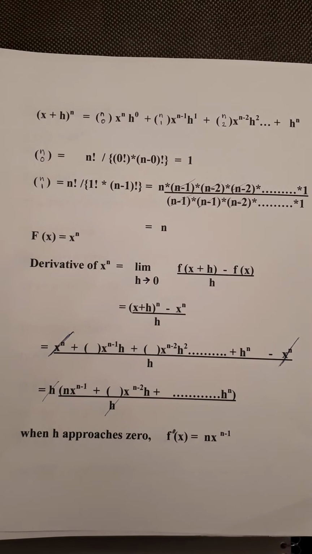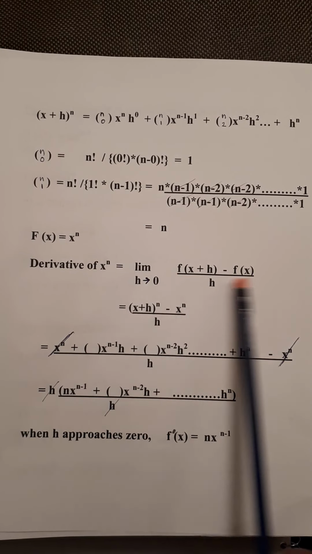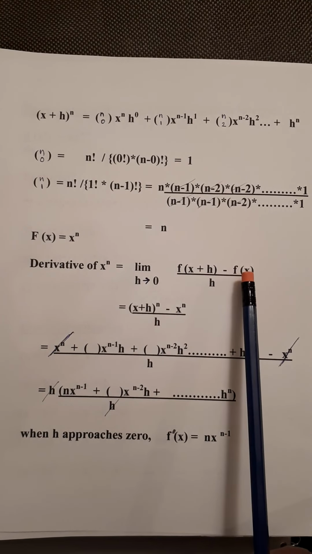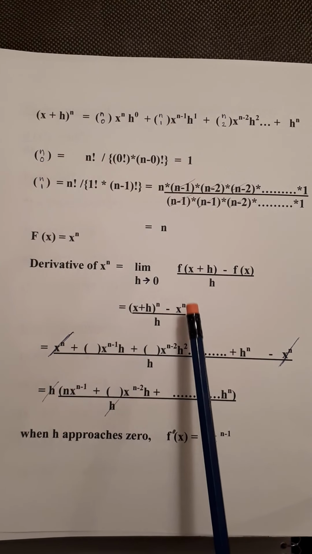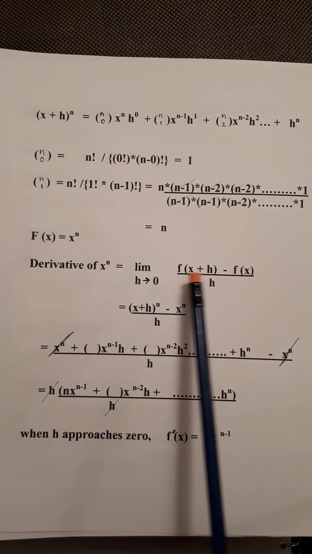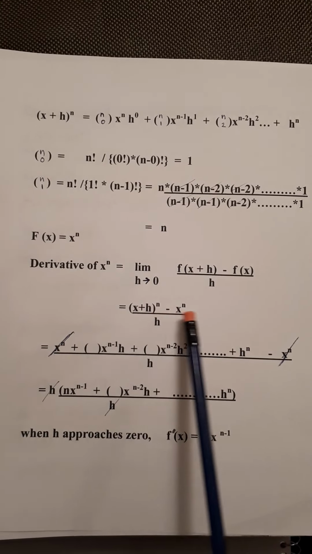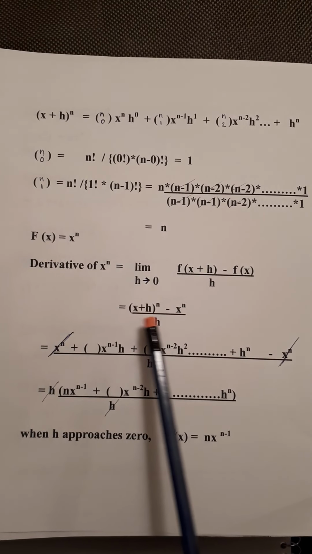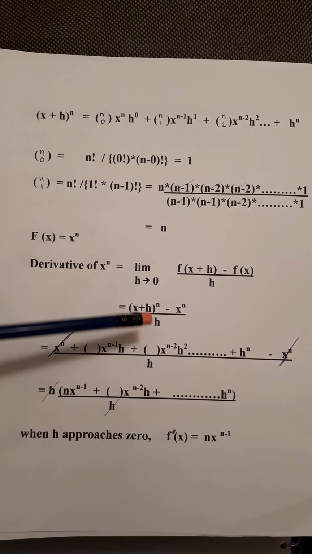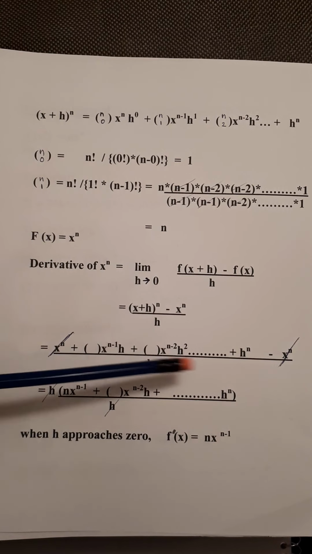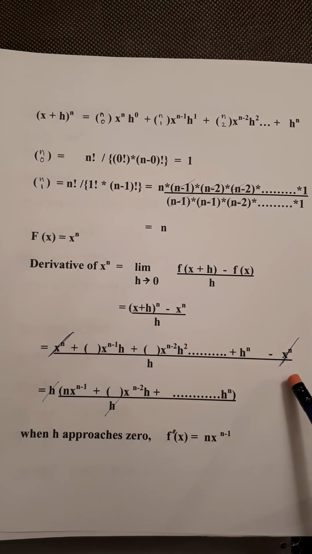So if you go back to our derivative of the function x to the power n, the derivative is given by this formula. I have explained this one very clearly in some other video. Now we have to substitute for f(x). f(x) is x to the power n. What is f(x plus h)? You have to replace your x by x plus h, so x plus h to the power n. So if you substitute here, you have to use this expression for your x plus h, and you get all this, minus x to the power n, divided by h.